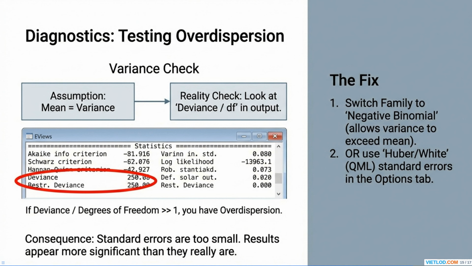A critical diagnostic check, especially for count data models like Poisson, is to ensure our assumption that the mean equals the variance holds true. To perform this variance check, we look at the deviance statistic divided by its degrees of freedom in the EViews output. If this ratio, deviance over degrees of freedom, is significantly greater than 1, it indicates that our data suffers from overdispersion, meaning the variance is much larger than the mean. The consequence of ignoring overdispersion is severe. Your standard errors will be too small, making your results appear more statistically significant than they genuinely are, leading to potentially flawed inferences. Fortunately, there are two effective fixes.